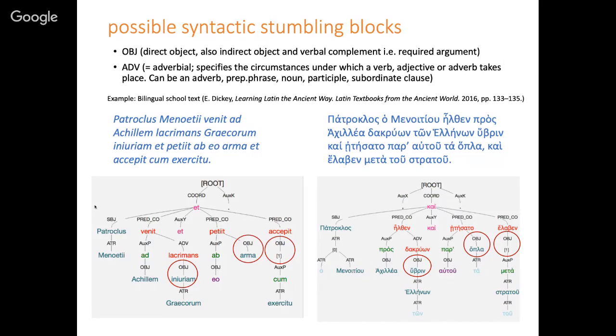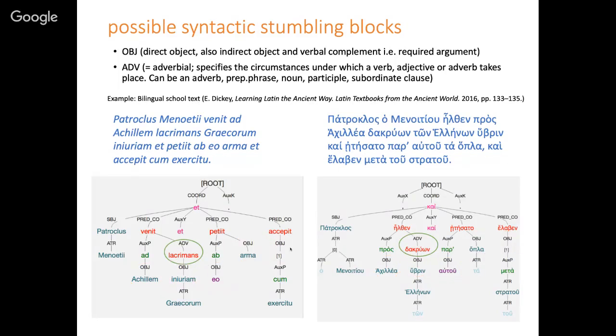So here we also got this element of elliptic things that have not been said, but then we need them in the tree. So that the arma has not been repeated in the last part of the sentence where Patroclus also gets the weapons. But then the object OBJ is also used for the required arguments. So when Patroclus is coming to Achilles and is asking the weapons from him.